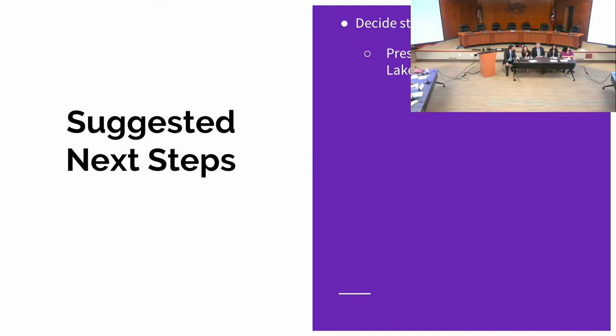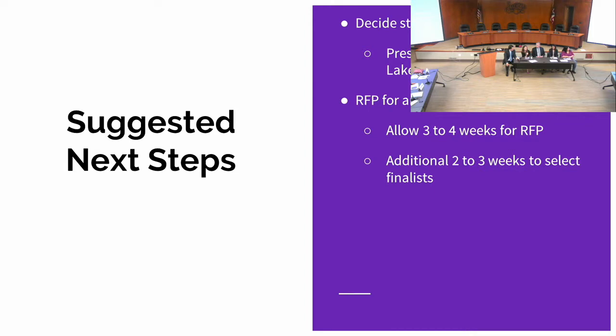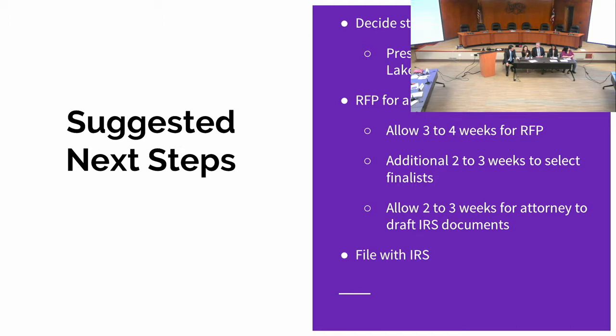And we were just giving an example of this time frame. Once we present to the City Council, we need to create an RFP for an attorney or a firm to help us set this structure up, set everything in motion. We need to maybe allow 3 to 4 weeks for that RFP to go out, an additional 2 to 3 weeks to select a finalist, and then another 2 to 3 weeks for an attorney to draft documents to send to the IRS for our application with filing. That really does push us into next year, and we just want to be cognizant of that as we're moving forward.